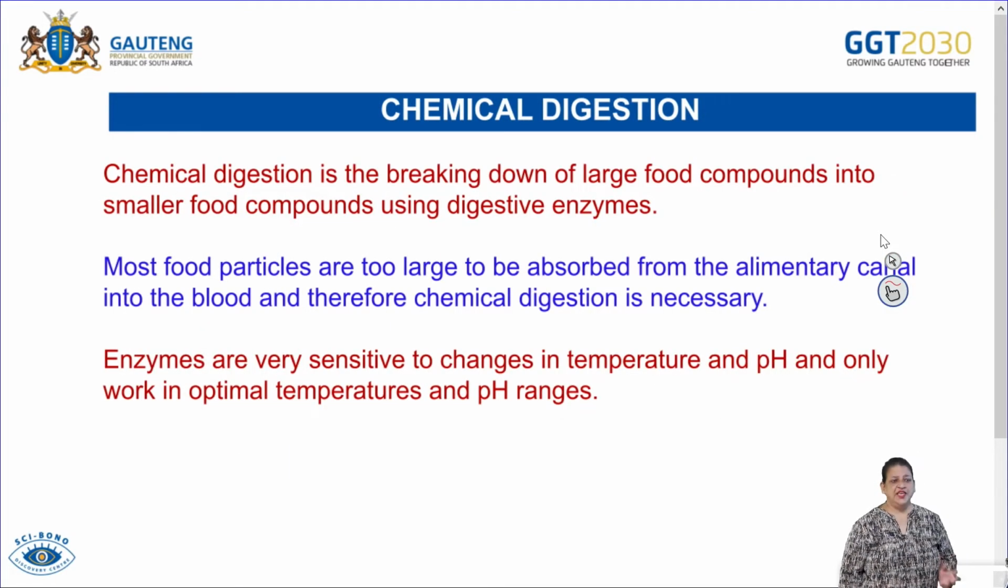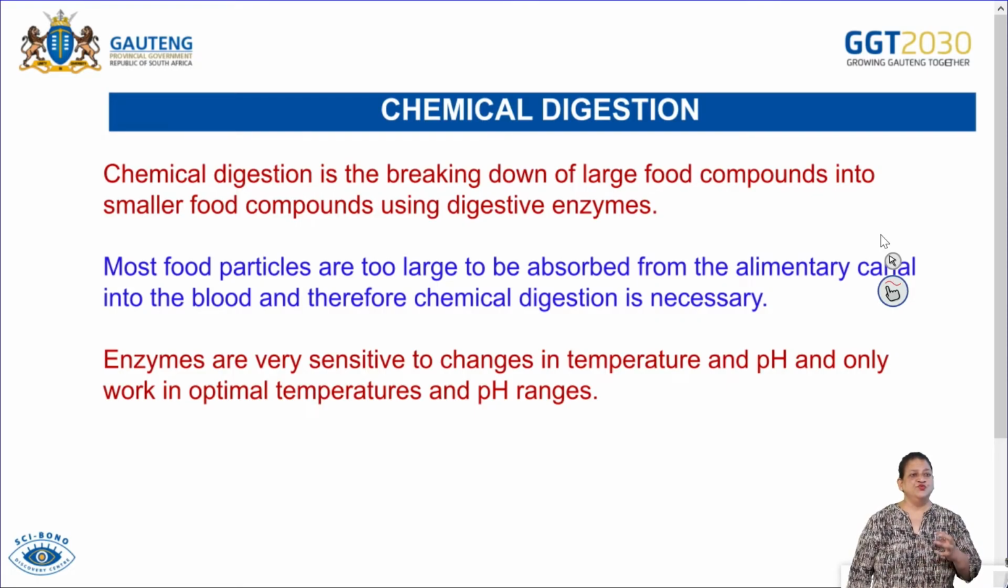Now we go to chemical digestion. Okay. I told you that chemical digestion has to do with enzymes. Chemical digestion is the breaking down of large food compounds into smaller food compounds using digestive enzymes. Example, a protein is broken down by an enzyme called protease into amino acids.